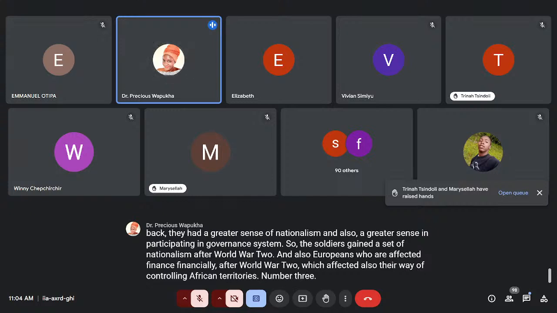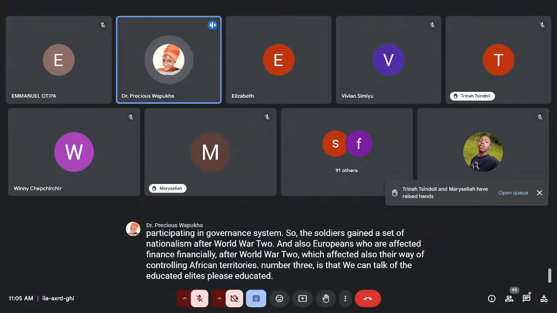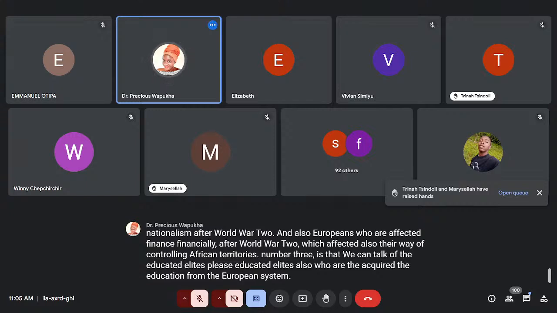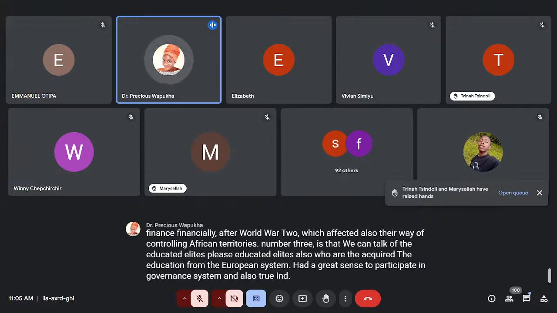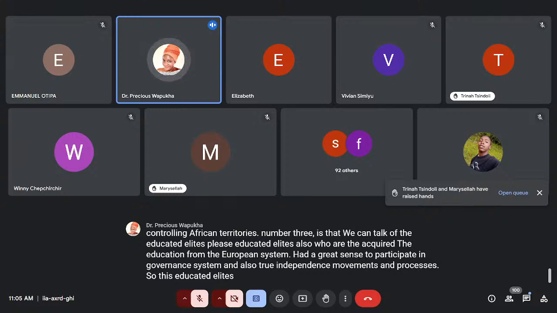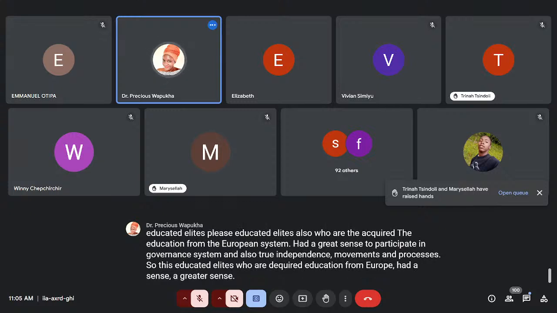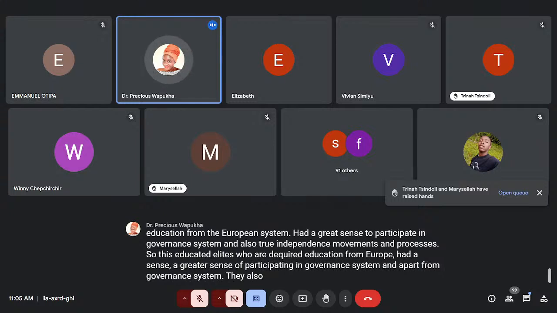Number 3 is that we can talk of the educated elites. These educated elites, who had acquired education from the European system, had a great sense to participate in the governance system and also in independence movements and processes. So these educated elites had a greater sense of participating in governance, and apart from governance, they also wanted to participate in independence processes.